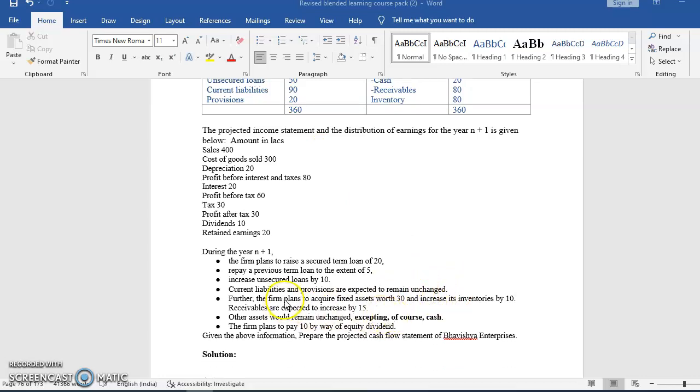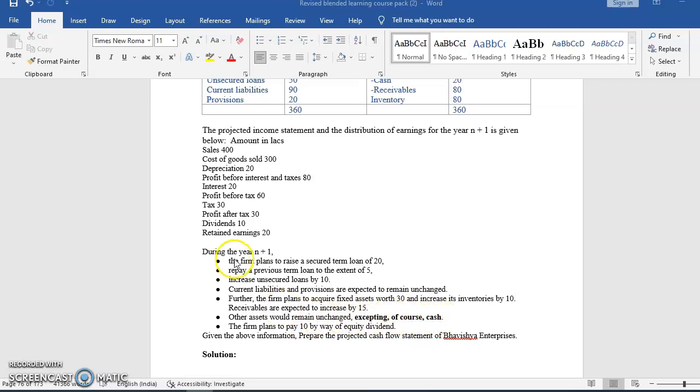Further, the firm has planned to acquire fixed assets worth 30. So there is an additional purchase of fixed assets, and there is also an additional purchase of inventory by 10. Receivables are expected to increase by 15. So this is going to add up to your current assets and also your working capital. Other assets would remain unchanged except of course cash.